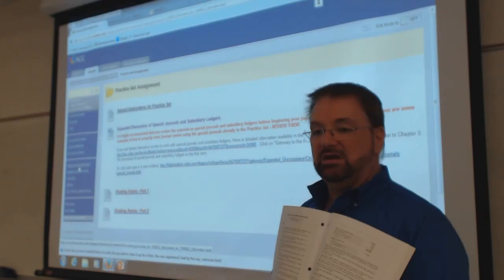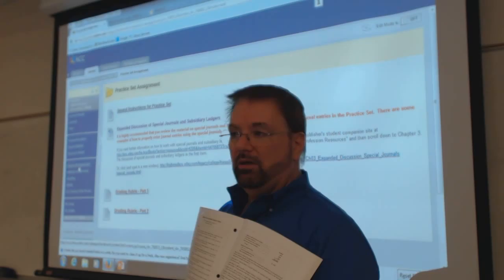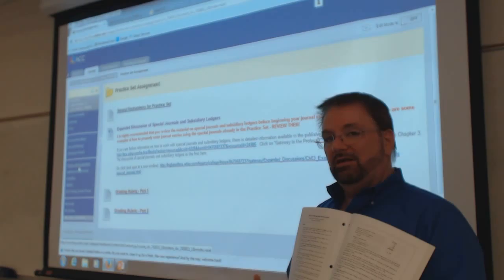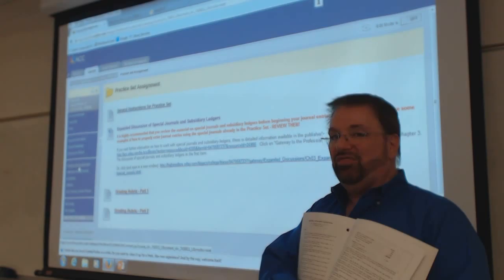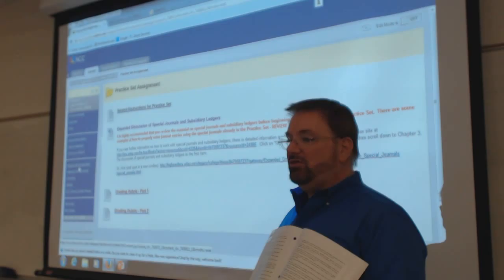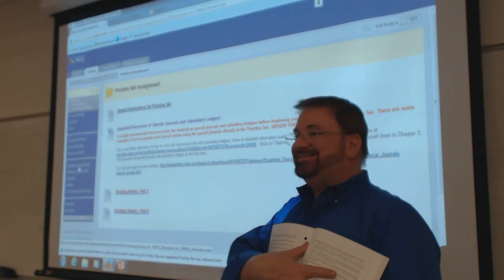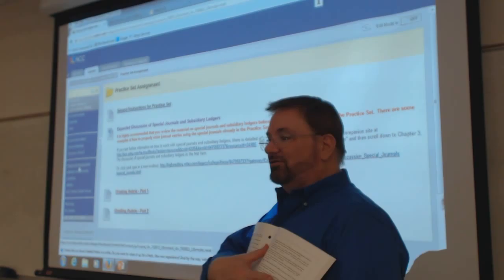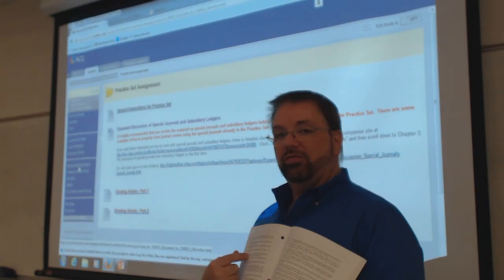Page 80. You've got the narrative of the December transactions. These are the business transactions that occurred at Rockford during the month of December. Now, as you read through the instructions, what they're going to tell you is that all of the December transactions have been recorded starting with December 1st, going through December 23rd. So all the transactions on page 80 and 81 and the top part of page 82, all the way through December 23rd, have already been recorded and journalized in your practice set.